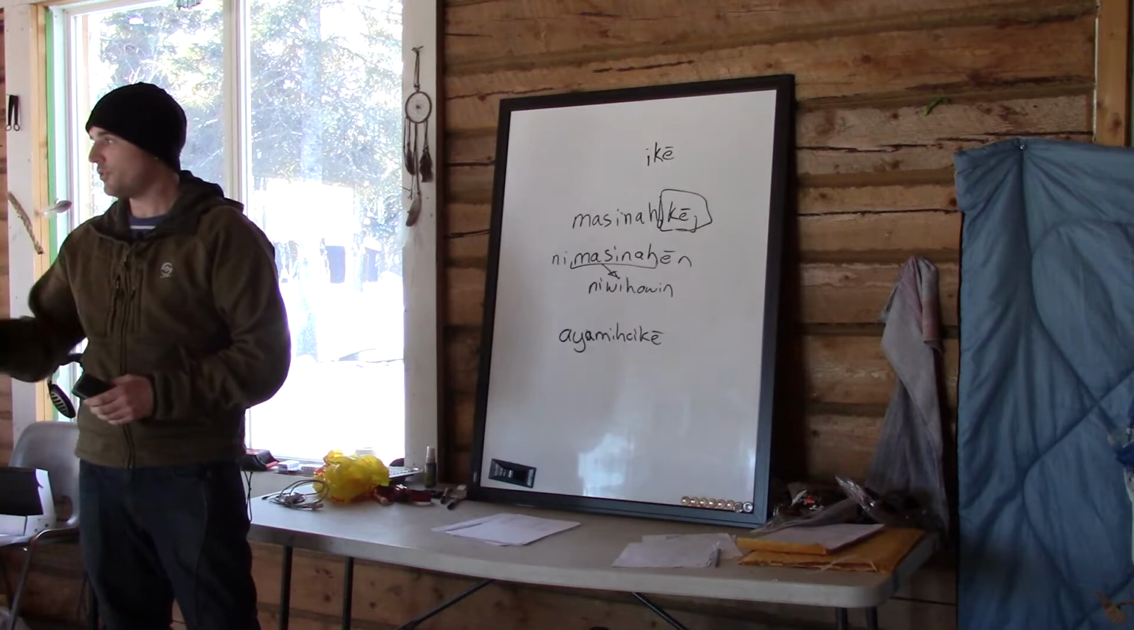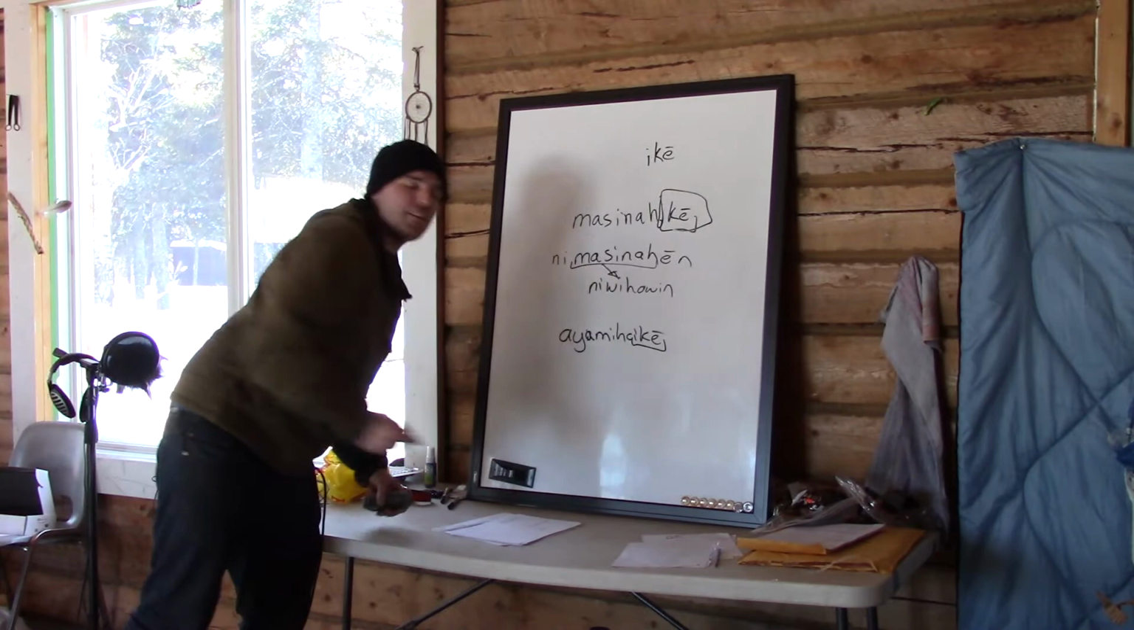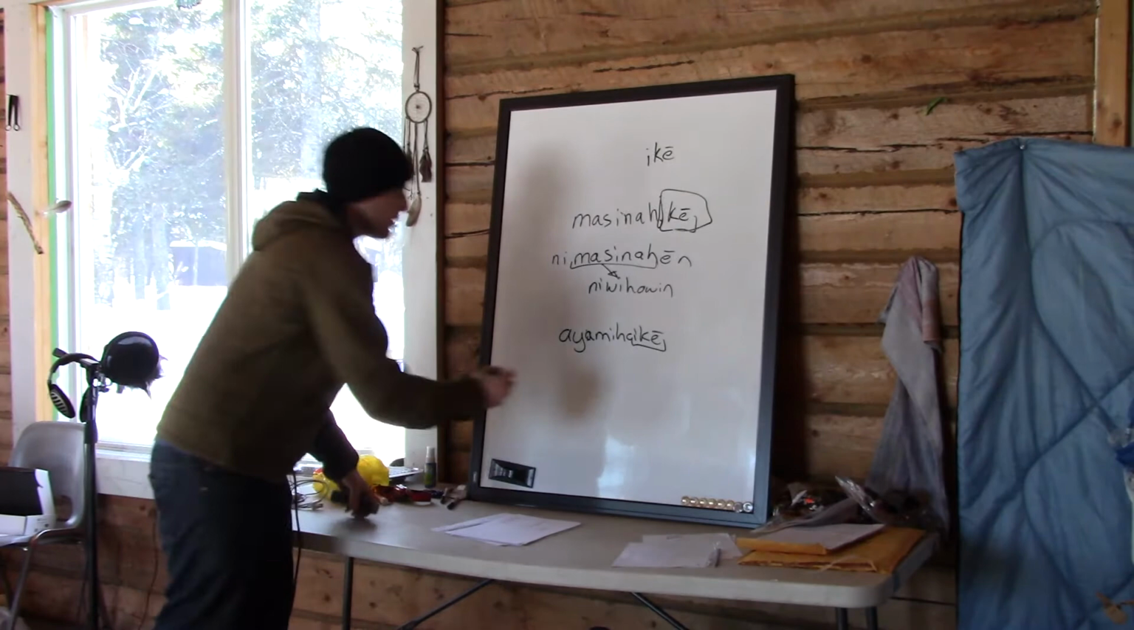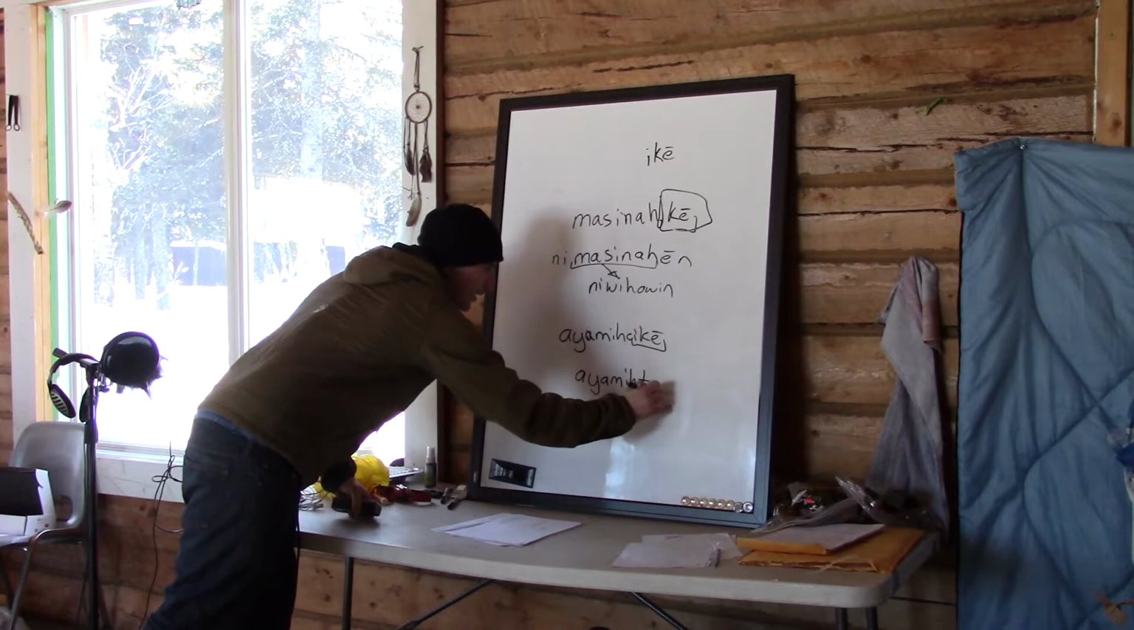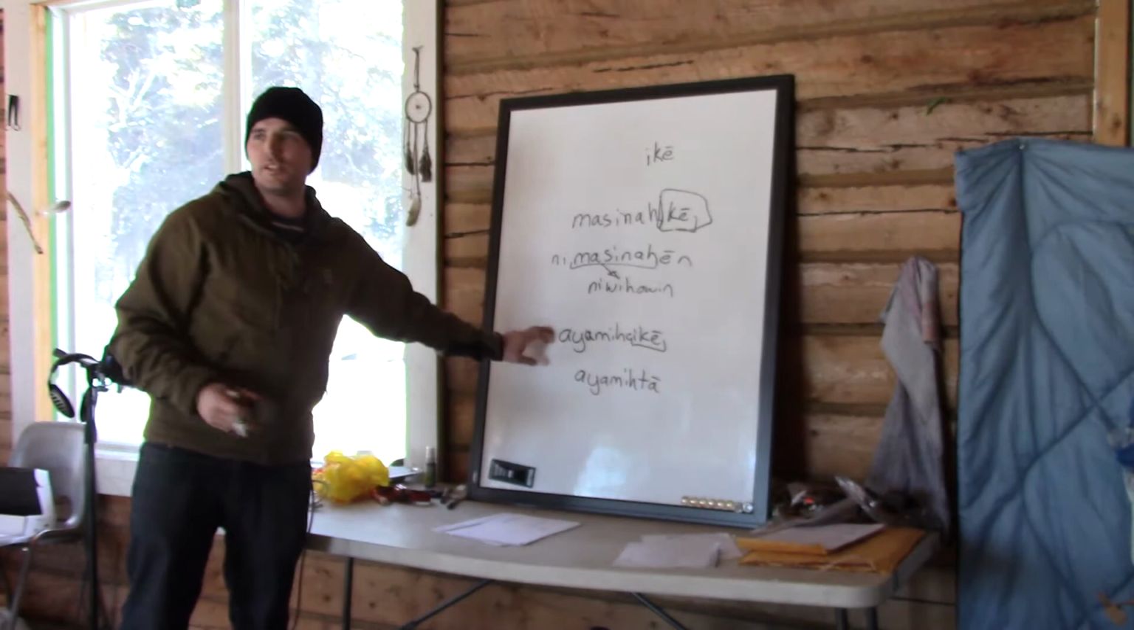Because it's got the ige in there. But if you wanted to read a book and specify that you're reading a book, you would actually use ayamita, which is a VTI. It's like, this is the nīhithaw-ācathōhkāniwin and this is the nīhithaw-ācathōhkāniwin. Like, those are the different types of verbs, right?